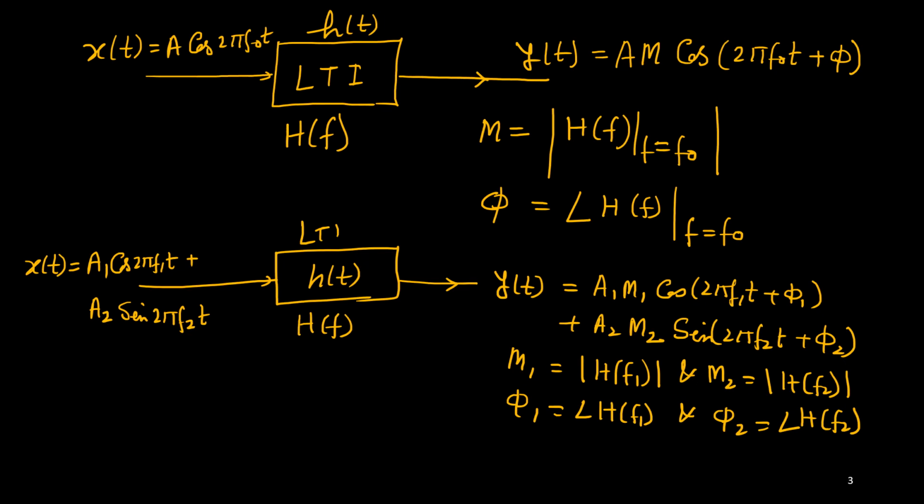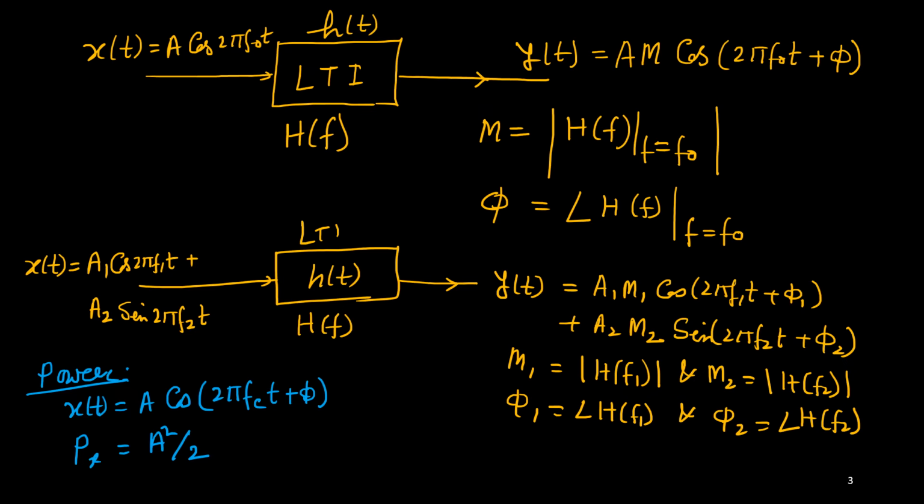Okay, now how to calculate the power of a periodic signal. If a signal is x(t), A cos or sine, whatever it is, something 2 pi f c t plus some phi, its average power P_x is simply A squared by 2.